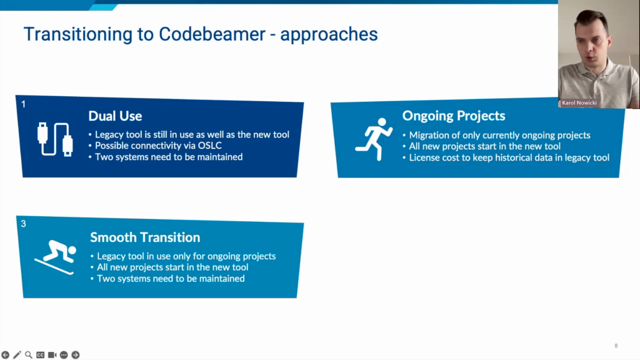The similar approach to migrating ongoing projects is a smooth transition in which we are slowly shutting down the ongoing projects in old tool and leave the historical data there. But all the new projects we create in the new tool. In that case, transition would be longer because we are slowly shutting down the projects, but the effort of data migration would be much lower.